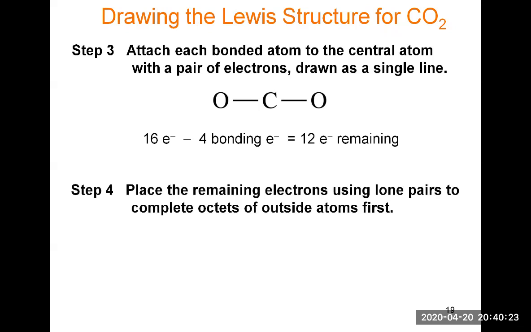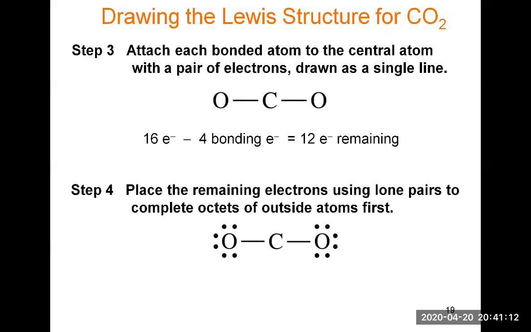Place the remaining electrons using lone pairs to complete octets of outside atoms first. So that means you want to do the octet for the oxygen, not for the carbon at this time. Each oxygen at this time has only 2 electrons around them. So you want to give them 6 more by doing 3 lone pairs on each oxygen to give them an octet, right? So 3 lone pairs, that's 6 electrons, plus the single bond, 2 more electrons, that's 8 electrons around each oxygen. By doing this, you have used 12 electrons, which was the number of electrons left.